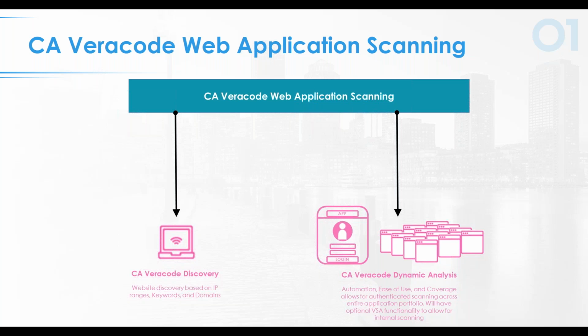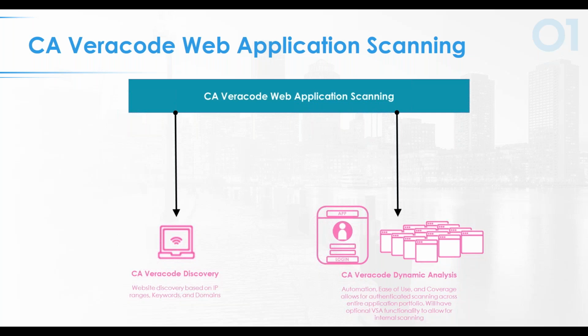CA Veracode Dynamic Analysis, which I'm going to spend most of my time talking about for the rest of the webinar, is the automated DAST solution that we've built that has automation, ease of use, and coverage, which essentially helps applications that are in runtime find vulnerabilities so that you can keep them safe and avoid the risk of a breach.